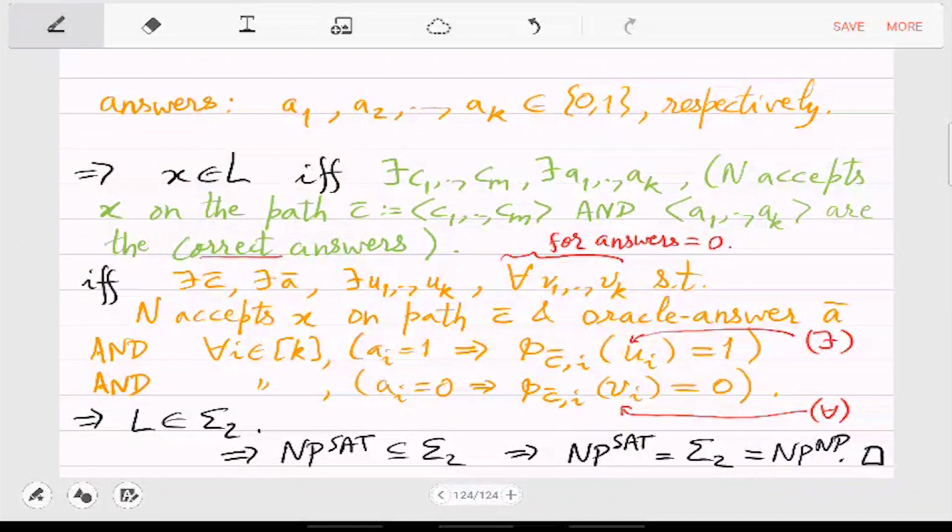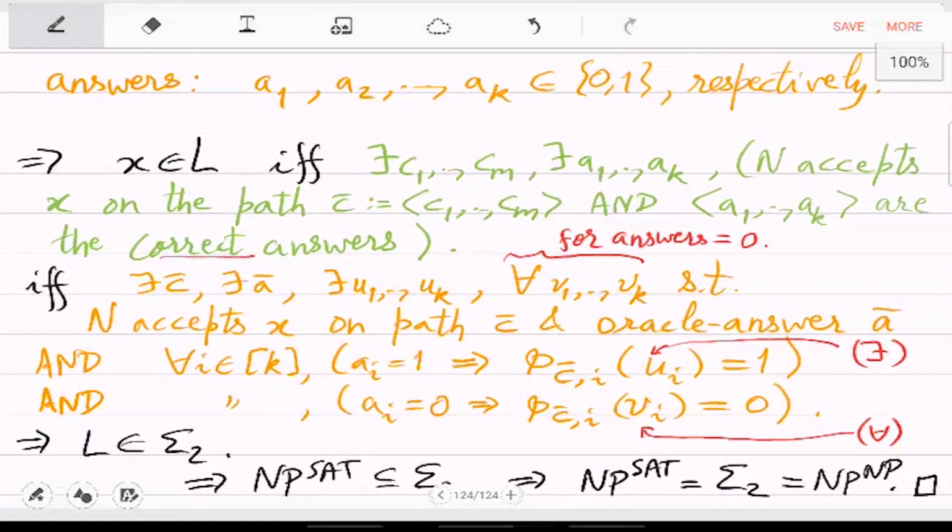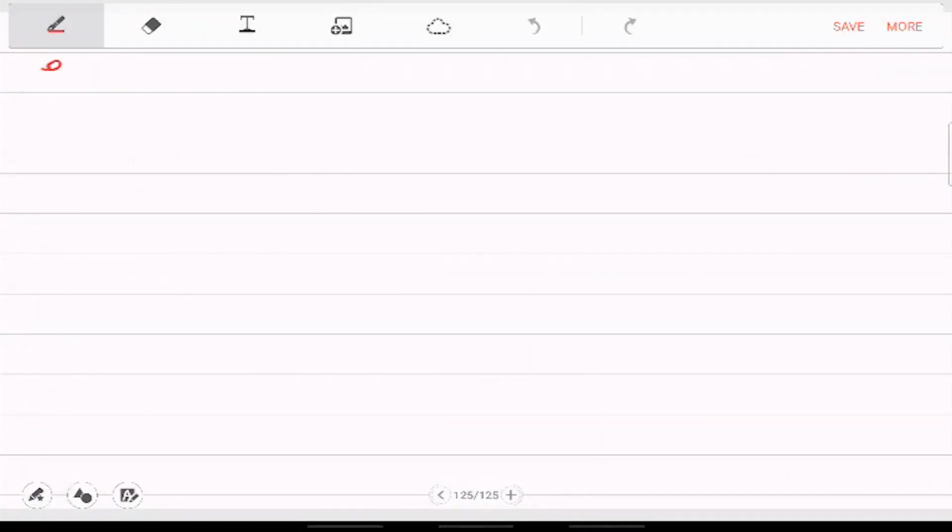Okay, so that's the structural result. The structural result says that sigma 2 is NP to the sigma 1. And yeah, so that finishes the proof. The remaining stuff I leave as an exercise.